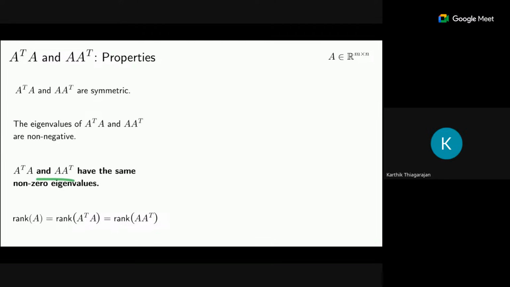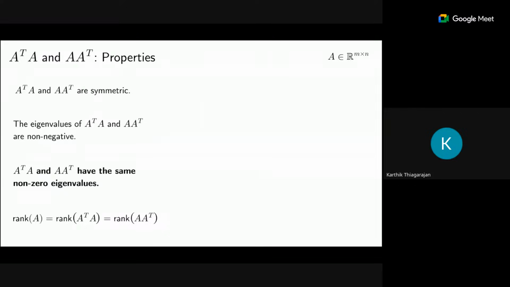A transpose A and A A transpose not just have non-negative eigenvalues, they have the same positive eigenvalues. The reason we say non-zero is that these are two different dimension matrices. A transpose A is n cross n, this is m cross m. So this will have n eigenvalues, this will have m eigenvalues, and n is not equal to m in general. There is no need for them to have exactly the same number of eigenvalues, but we can surely say that they have the same positive eigenvalues.